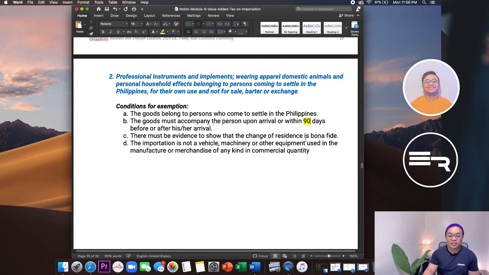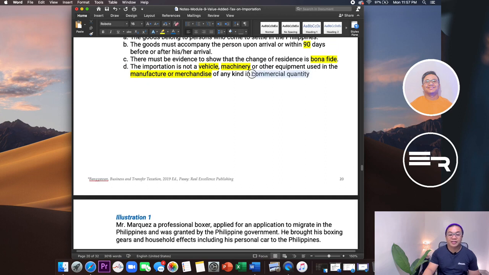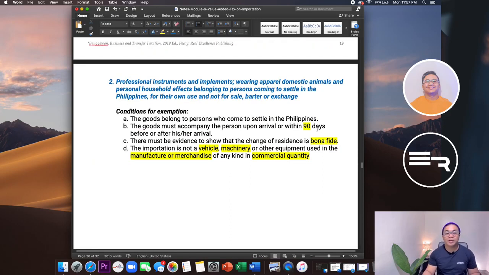There must be evidence to show that the change of residence is bona fide. Okay, sabi nila bona fide. There must be evidence to show na dapat talaga may change of residence. Okay? Importation is not a vehicle. Okay? Machinery. Hindi rin dapat other equipment used in manufacturing merchandise. Ayan. So, kumbaga, hindi siya technically in general, parang for business. So, any kind of commercial. Yung quantity niya, parang pambahay lang. So, magiging exempted siya. If not, kung madami yan, parang pang business to. So, magiging subject na siya sa VAT.